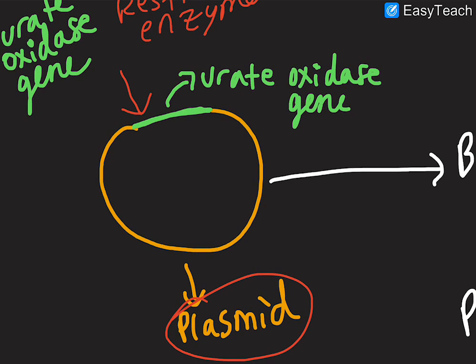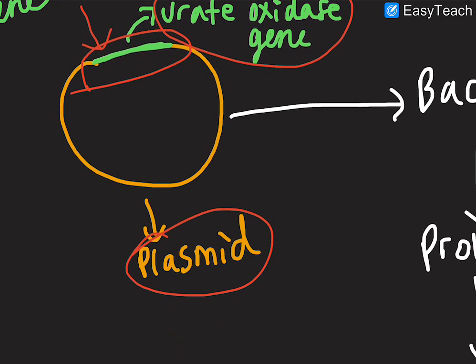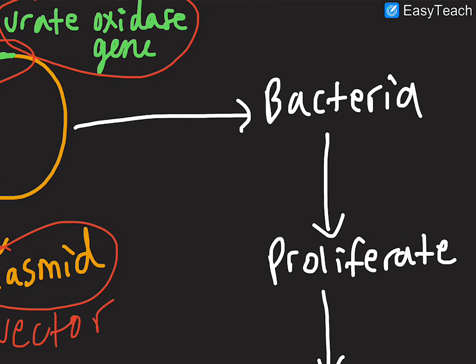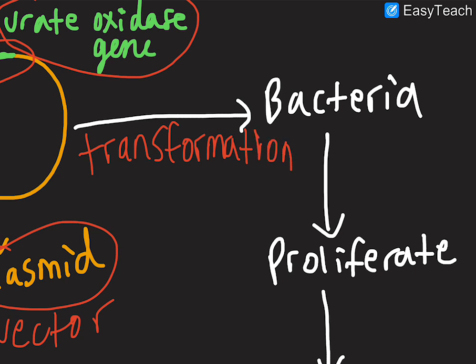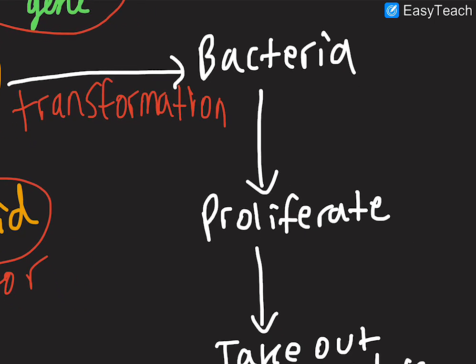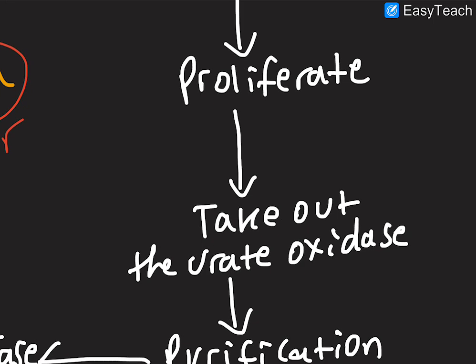Once we take the urate oxidase gene from Aspergillus flavus, the fungus species where the urate oxidase gene is found, cut it out with restriction enzymes, and insert it into a plasmid, this becomes a vector. Through the process of transformation, which is basically bacteria taking in DNA from the outside, we can put this plasmid into the bacteria. Then we can let the bacteria replicate or proliferate, and then we can take out this urate oxidase.